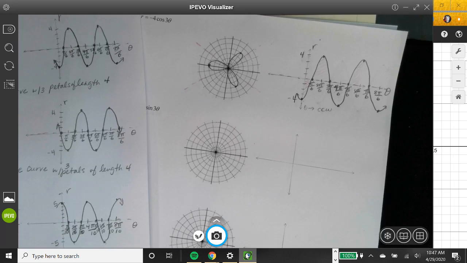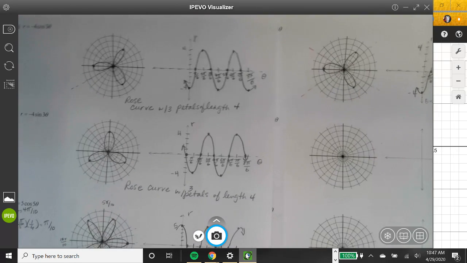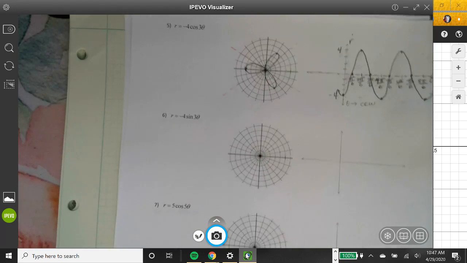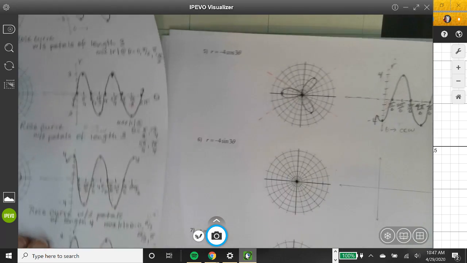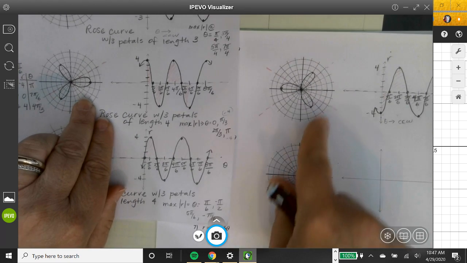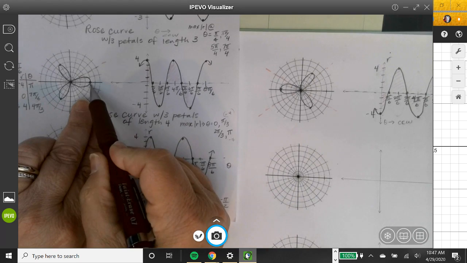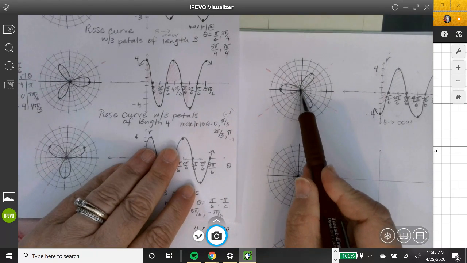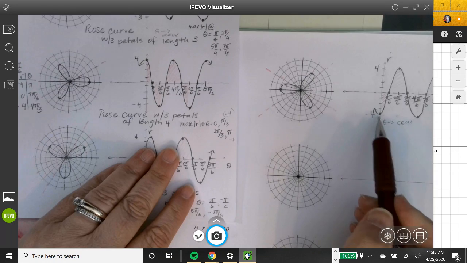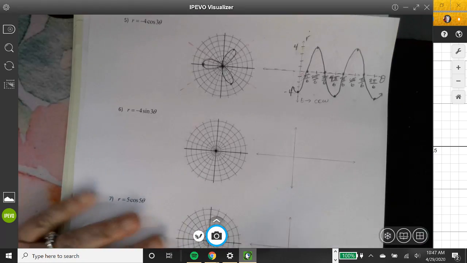I'm going to pull them both up here. This one was the positive cosine. It started off the pole and to the right because this was a +4 radially. This one starts off of the pole and to the left because we started at -4. But it still has 3 petals, rose curve with 3 petals.